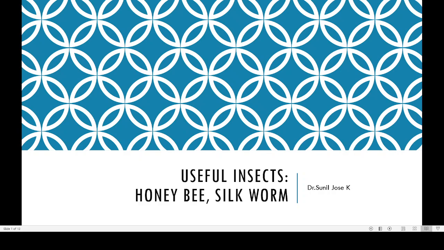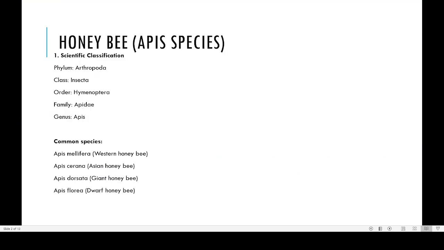So in this we are focusing on two insects. One is honeybee and second one is a silkworm. So some idea you will be having already. So honeybee, there are different species of honeybee. We have studied about that, like Apis mellifera. The popular name is Western honeybee.